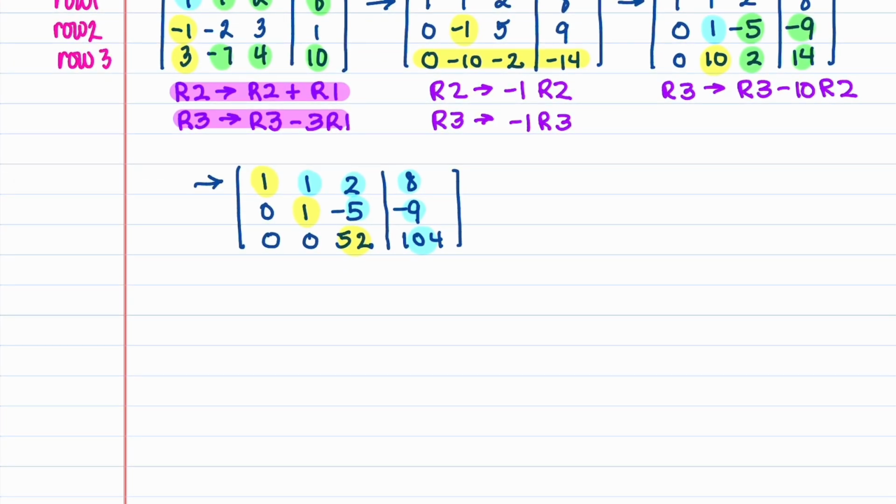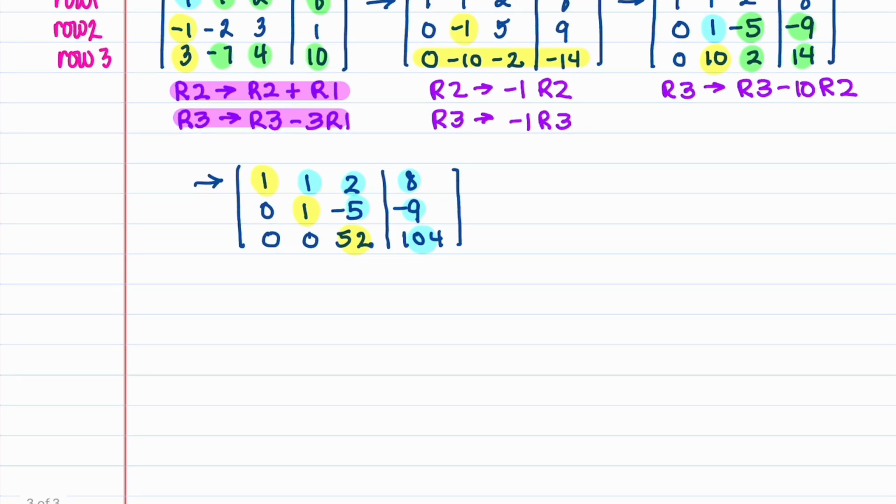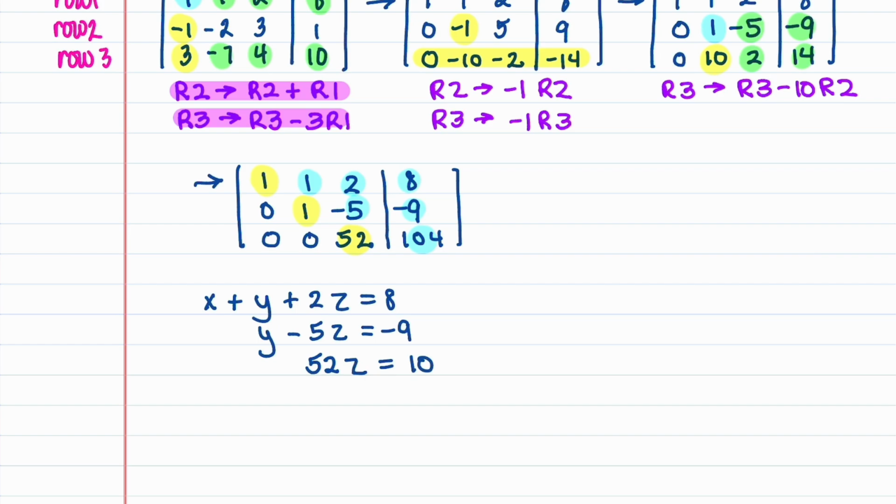Now we're ready for our back substitution. What we're going to do is take our matrix and put it back into algebraic form. Looking at our first row, this gives us x plus y plus 2z is equal to 8. Our second row tells us that y minus 5z is equal to minus 9. And then our third row tells us that 52z is equal to 104. We're going to take our third equation and solve it for z. So we're going to divide each side by 52 and we get z is equal to 2.